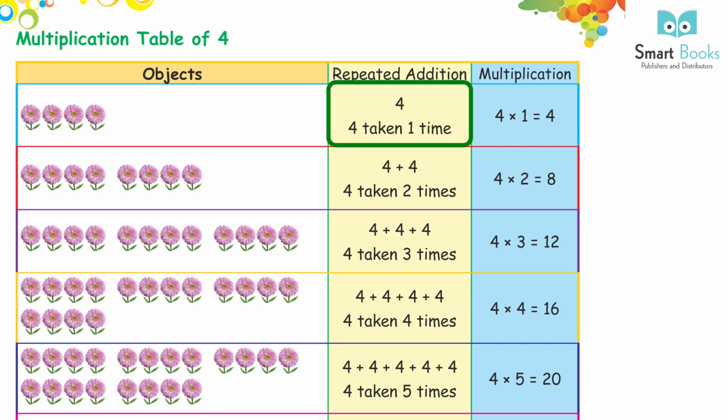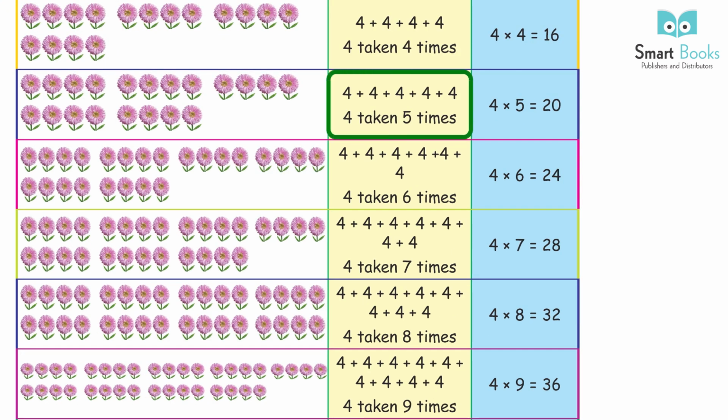4 taken 1 time. 4 into 1 is equal to 4. 4 taken 2 times. 4 into 2 is equal to 8. 4 taken 3 times. 4 into 3 is equal to 12. 4 taken 4 times. 4 into 4 is equal to 16. 4 taken 5 times. 4 into 5 is equal to 20. 4 taken 6 times. 4 into 6 is equal to 24.